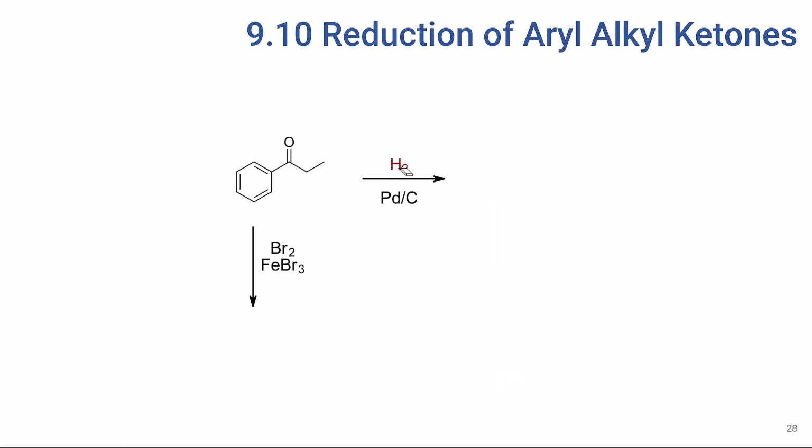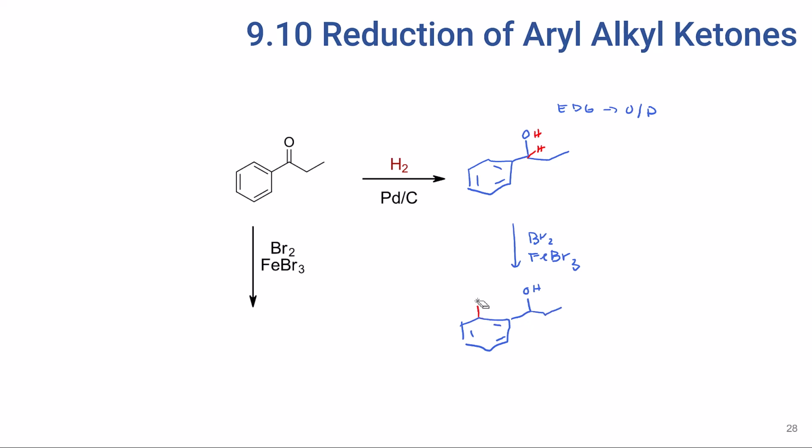So if I do a reduction here, hydrogen with this acyl benzene, that's going to reduce my carbonyl to the alcohol. And if I do this Br2 reaction here, this carbon and the OH are electron donating. So they are ortho para directors. We're going to get 2 products. I get the ortho plus the para.